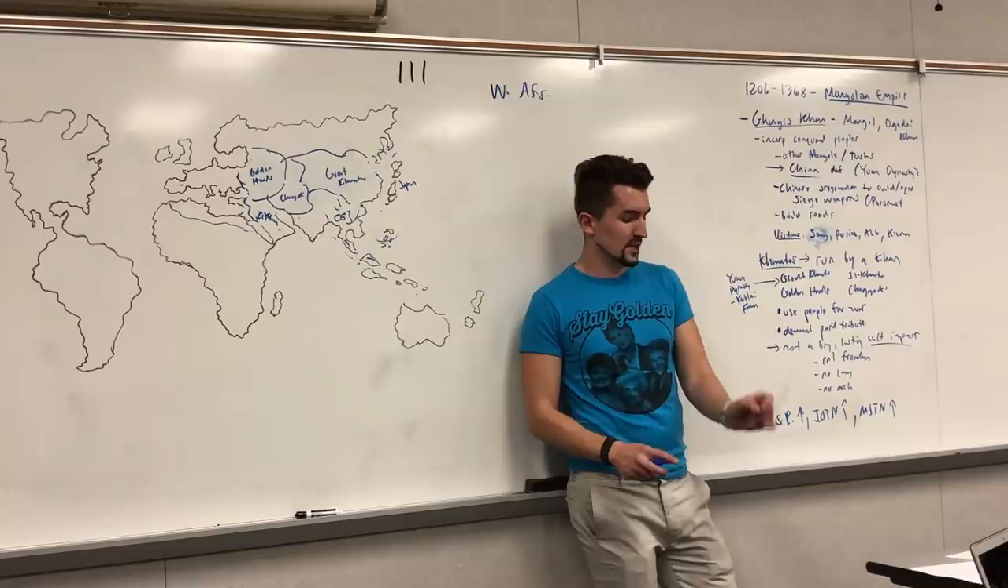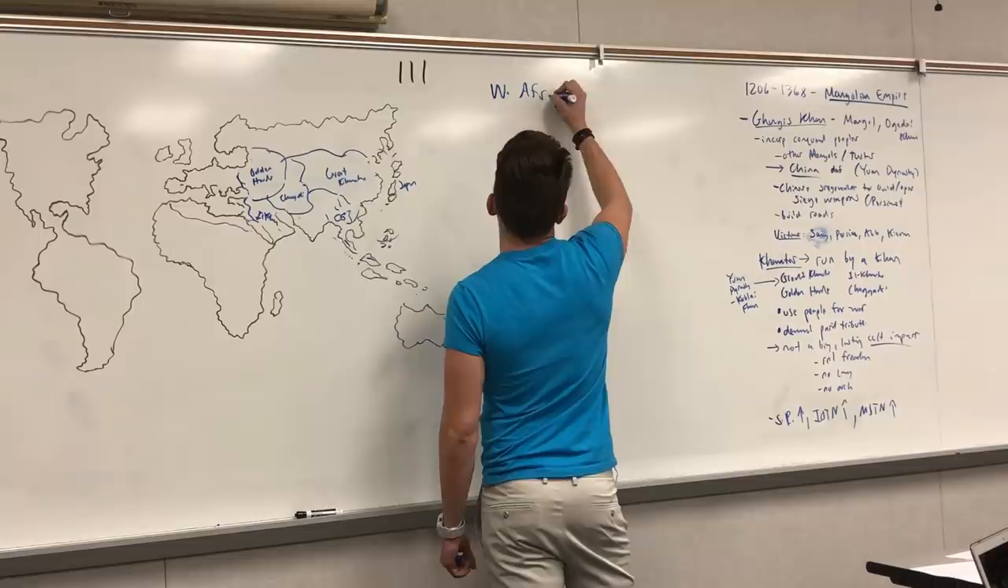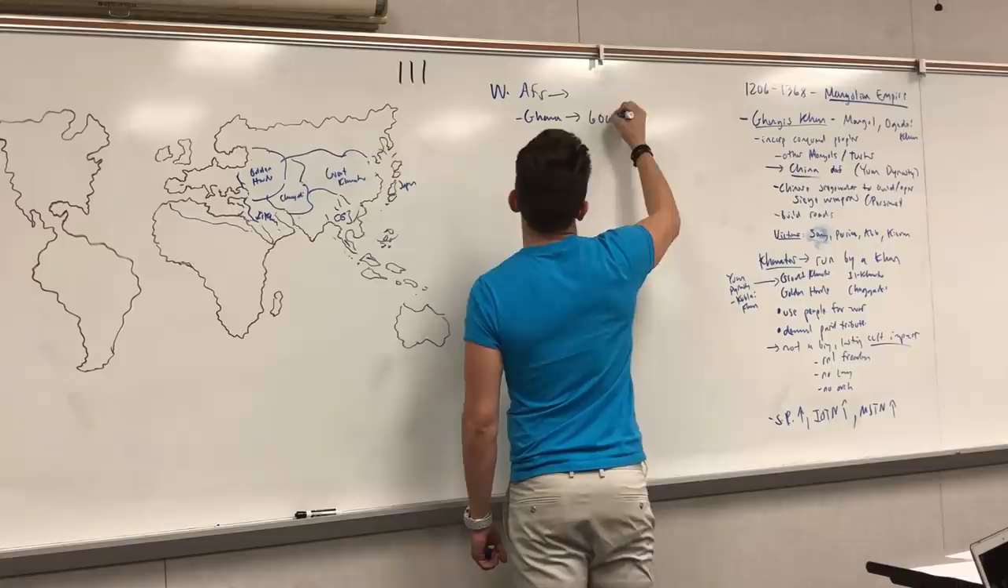So West Africa, one of the first major empires coming out of West Africa is going to be the Empire of Ghana, which is going to be roughly 600 to the 1200 CE region.